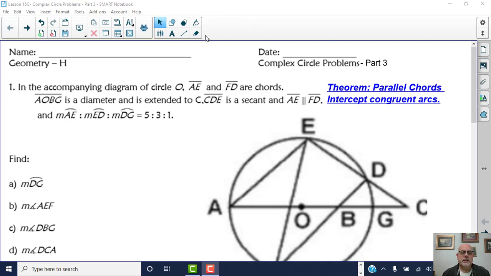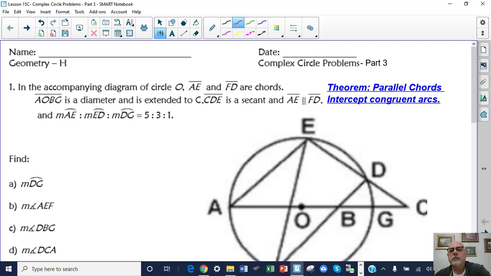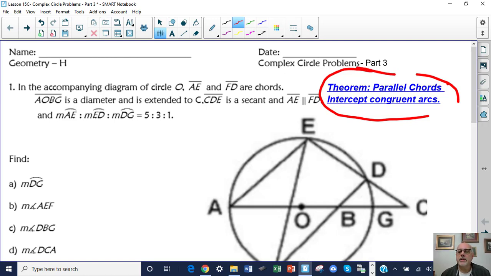So let's take a look at this. There's one little theorem that is important, and I have it right here. So add it to your sheets. Okay? Parallel chords intercept congruent arcs.